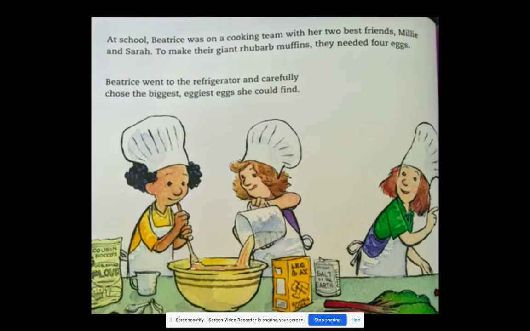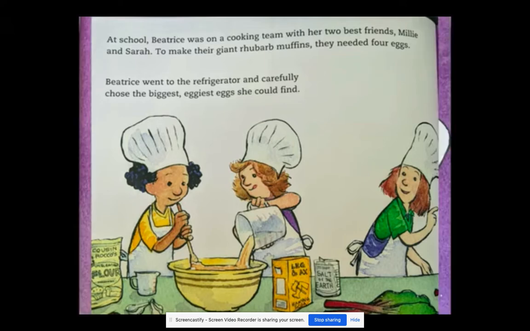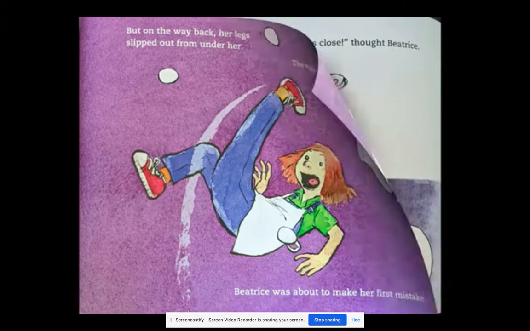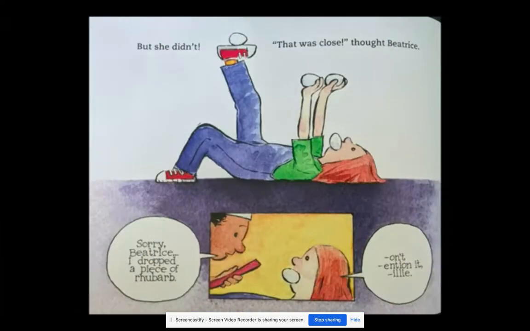At school, Beatrice was on a cooking team with her 2 best friends, Millie and Sarah. To make their giant rhubarb muffins, they need 4 eggs. Beatrice went to the refrigerator and carefully chose the biggest, eggiest eggs she could find. But on the way back, her legs slipped out from under her. The eggs went flying. Beatrice was about to make her first mistake. But she didn't. That was close, thought Beatrice.